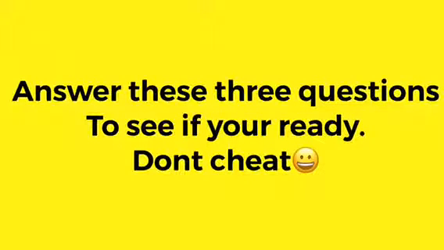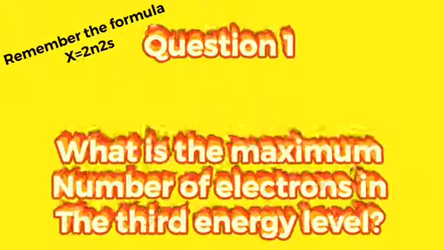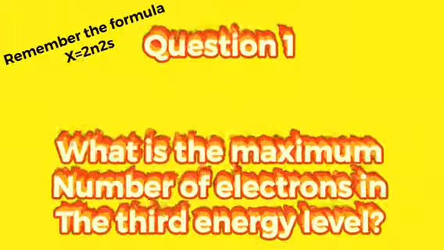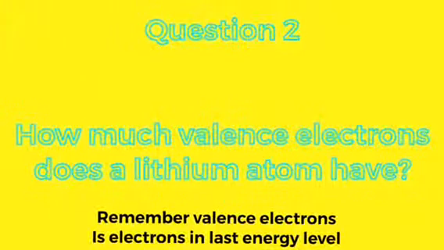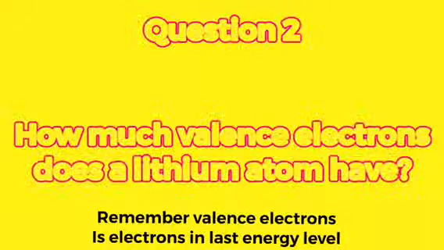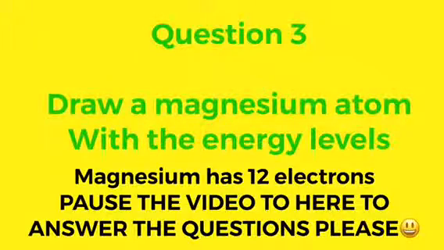I want to make sure that you know about energy levels and electrons in those energy levels, and maximums and valence electrons. So I'm going to make you answer these 3 questions. First question, what is the maximum number of electrons in the third energy level? Second question, how many valence electrons does a lithium atom have? And the third question, draw a magnesium atom with the energy levels.